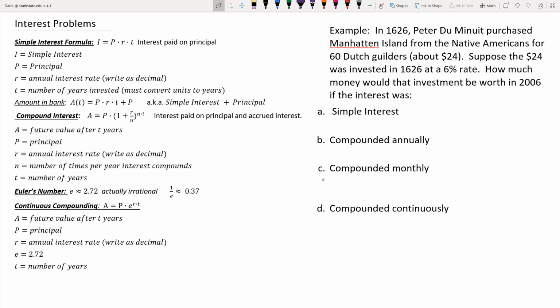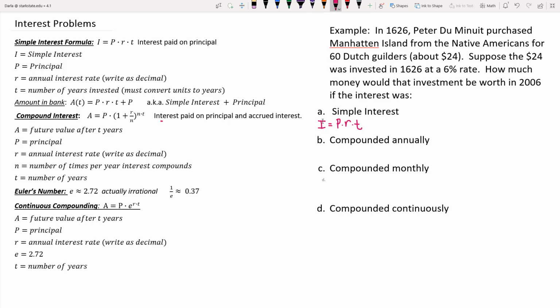Now, in the example that I have here, we're going to be using the information they give us to solve all the various types. We will do a simple interest, we'll do a compounding annually and a compounding monthly, as well as a compounding continuously. So we will use that compounding formula twice to do parts B and C. As far as simple interest goes, the formula again is your simple interest is equal to your principal times your rate times your time. So if you know these three values, then you ultimately have your simple interest.